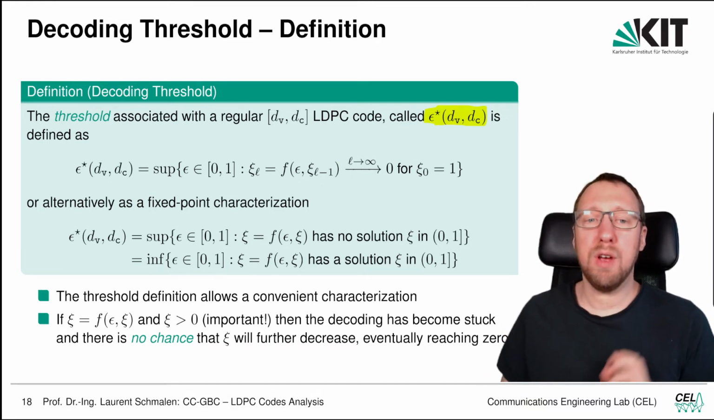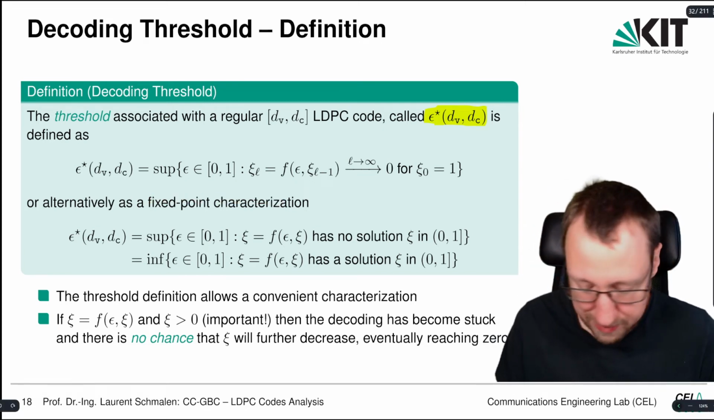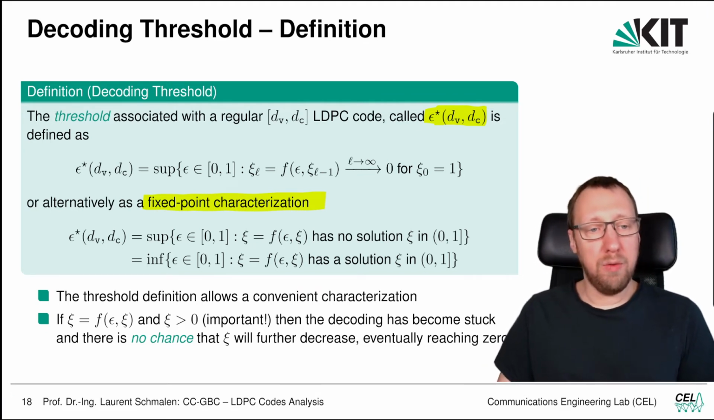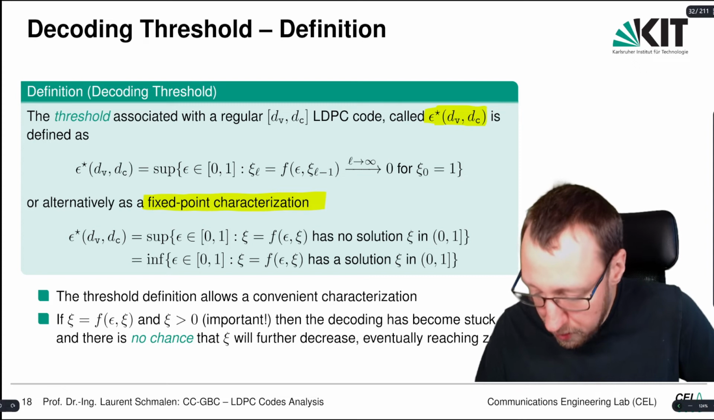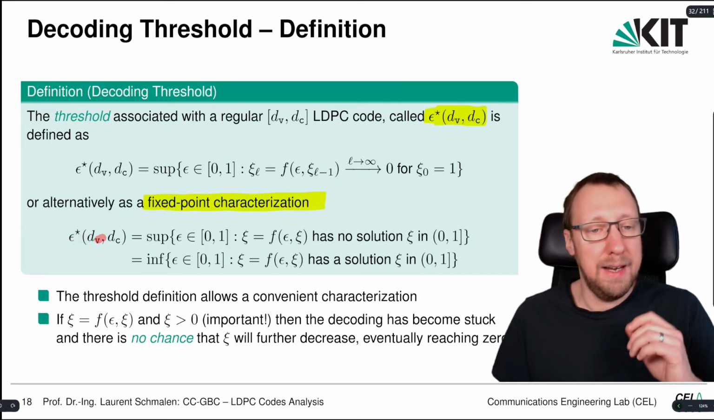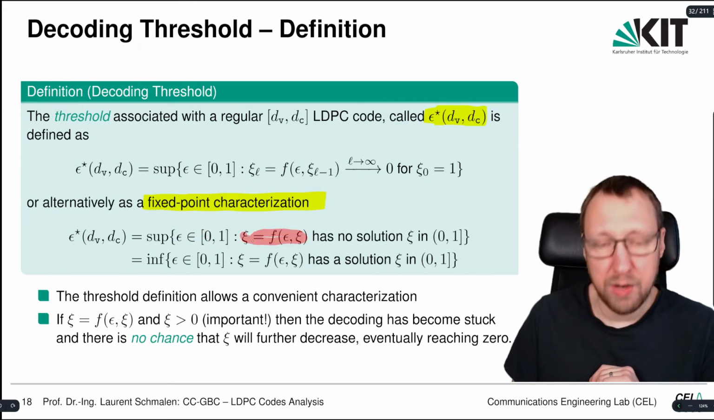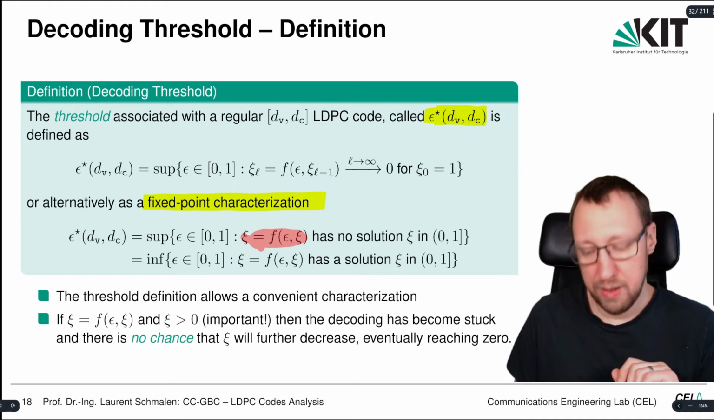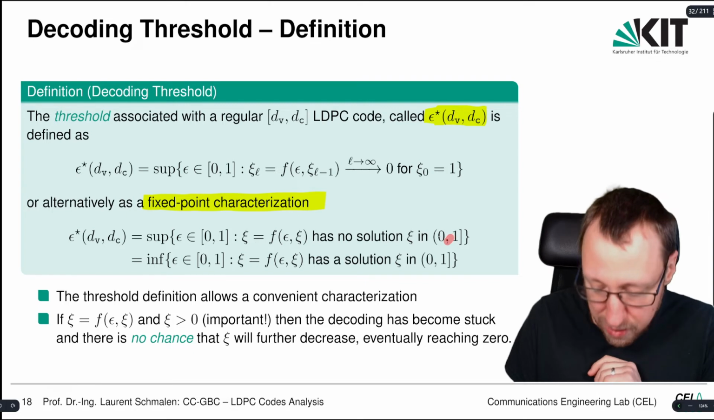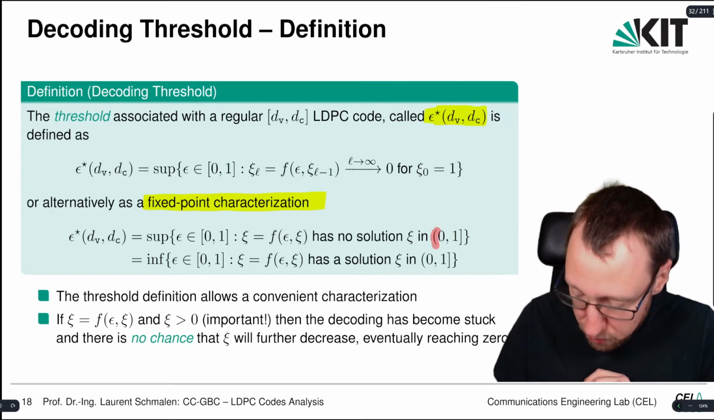We can also characterize it using the fixed point. That's a little bit helping us to calculate it. So how can we do this? We can do this as follows. So we have epsilon star. That's the largest epsilon for which this fixed point equation has no solution for xi in 0 and 1. So we exclude 0 here. This is important. We exclude 0.